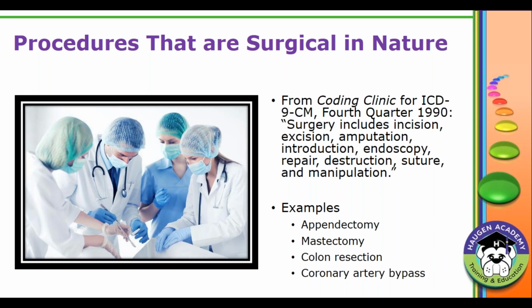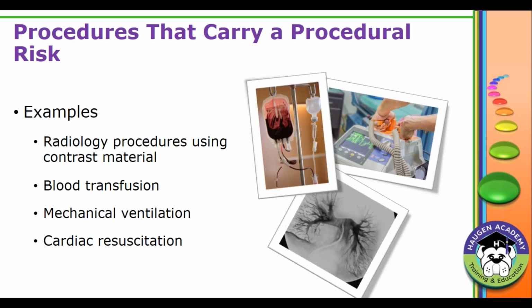I don't think there is a coder out there who would not agree that these are important procedures that must be reported. These are also easy to find in the medical record, hopefully, and you should have a procedure report to go along with these because usually there's some anesthesia involved with them as well. So any procedure that is surgical in nature. The second criterion is procedures that carry a procedural risk. And this one might be a little bit grayer.